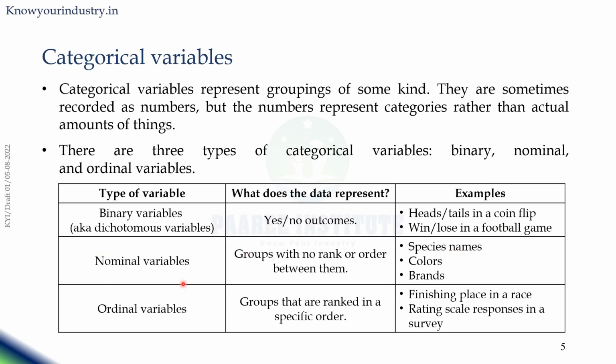Then what is a nominal variable? Groups with no rank or order between them. For example, colors.